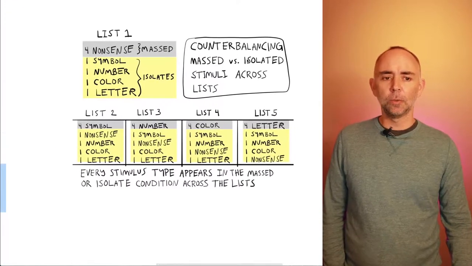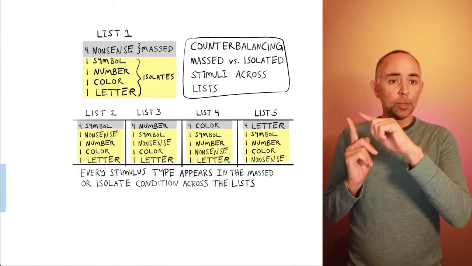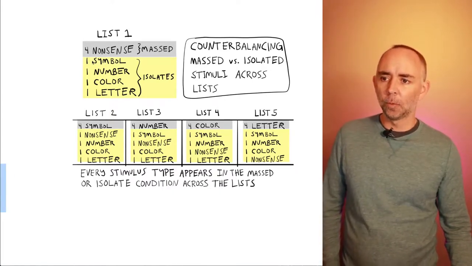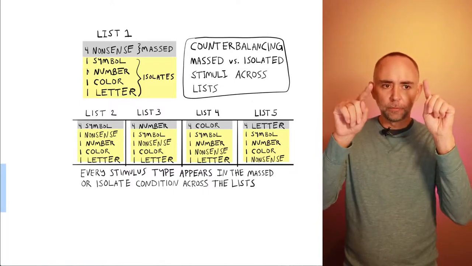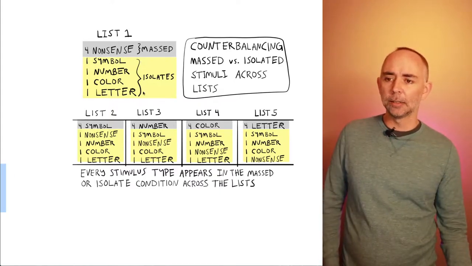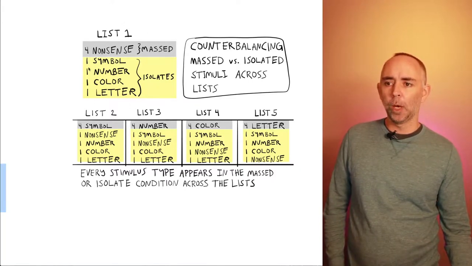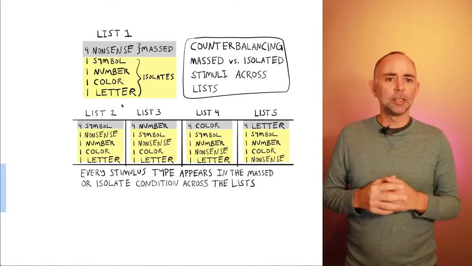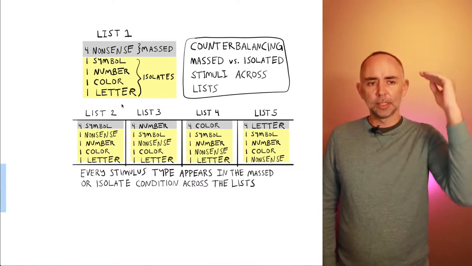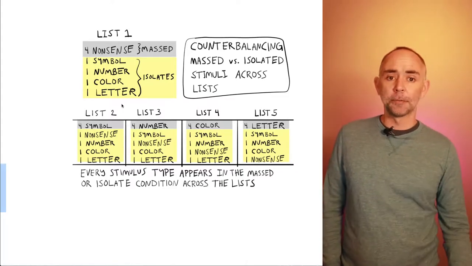Here's a little picture to show you what I mean by counterbalancing. In the list that we just saw, there were four nonsense syllables. Those were the masked items. And there was one symbol pair, one pair of numbers, one pair of colored things, and one pair of letters. Those were the isolates. So participants would have seen that list. We call it list one. But if we counterbalance these things, we can create other lists where the particular item that is assigned to the masked condition versus the isolate condition can be switched around.